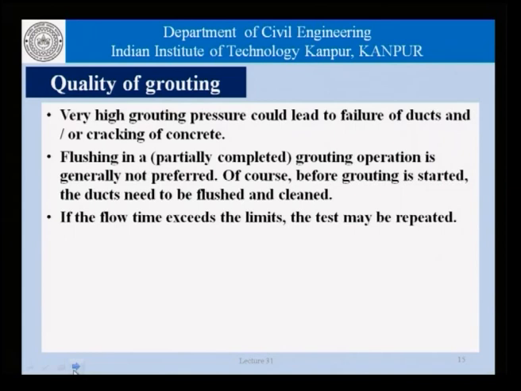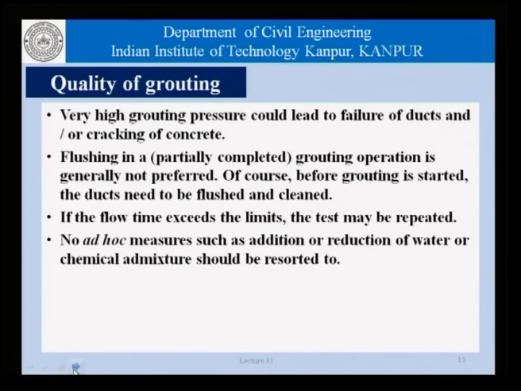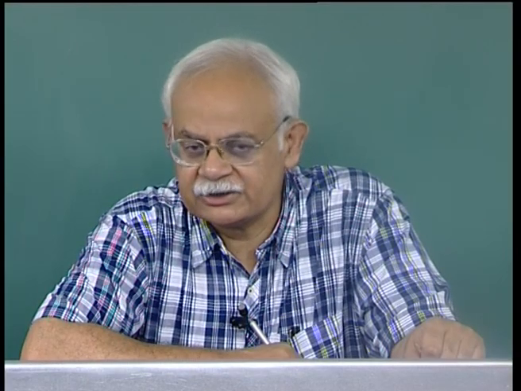The flow time, that is the flowability of the grout, is typically measured using normal funnels, which could be V funnels, and the specifications are given in terms of the acceptable flow time. If the flow time exceeds the limit, that is, the grout is more viscous than is acceptable, the test can be repeated once, but no ad hoc measures such as addition or reduction of water or chemical admixture should be resorted to. Even though the grouting operation is carried out in the field, engineers should not resort to ad hoc measures.